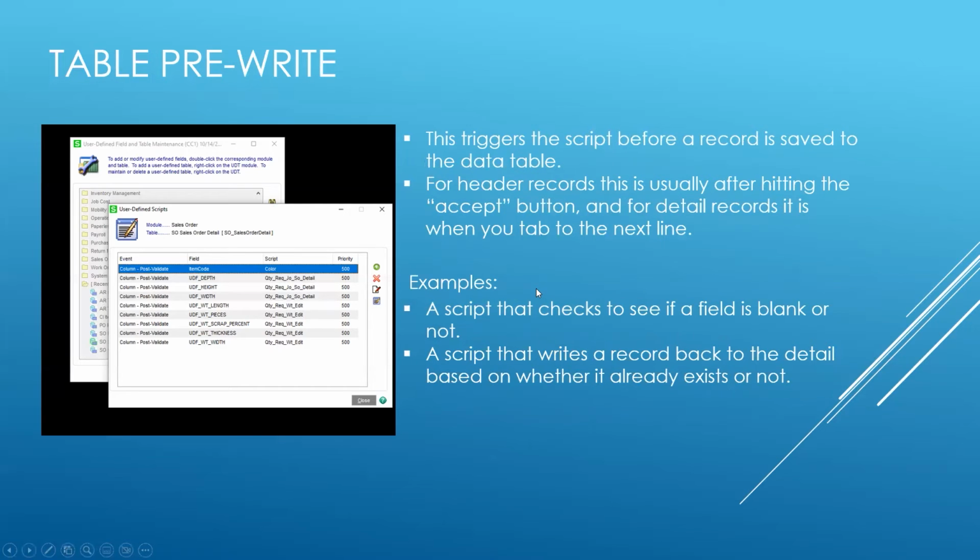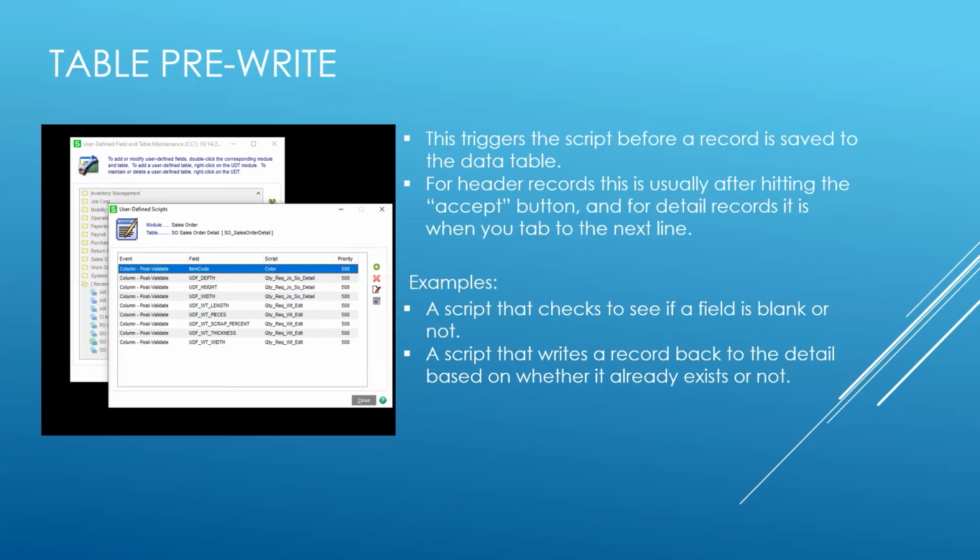Table pre-write. So this is a trigger for scripts before a record is saved to the data table. Typically the most common instance of this, if you were in, say, sales order maintenance, or sales order entry rather, or item maintenance, when you hit that accept button, that is the point where the business object goes to write the record to the data table. So table pre-writes would trigger at that point.